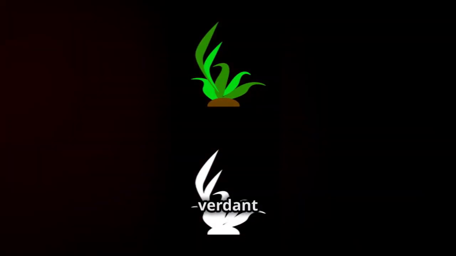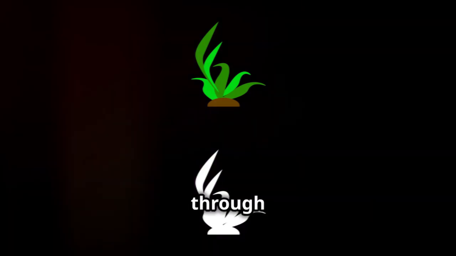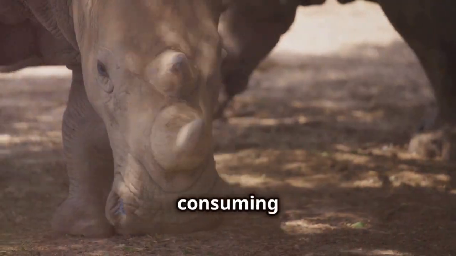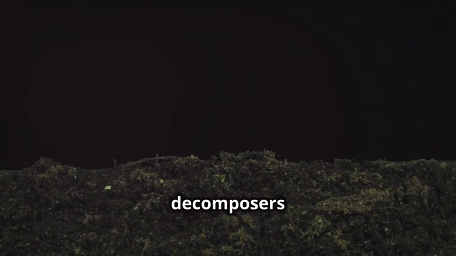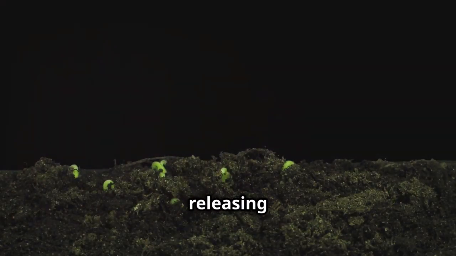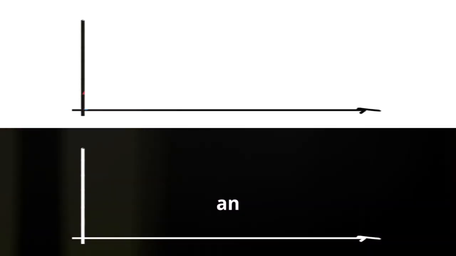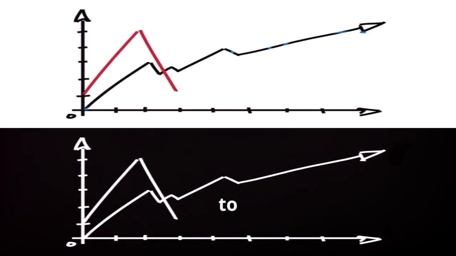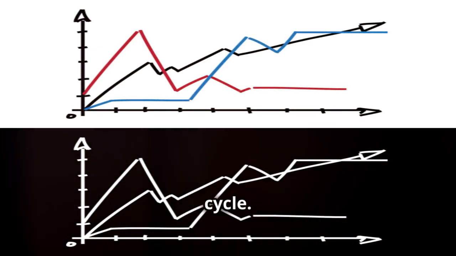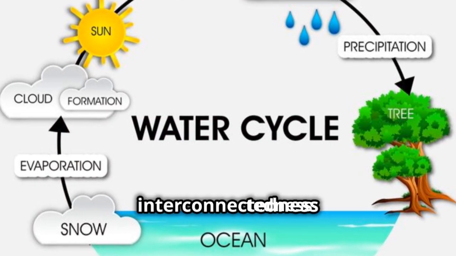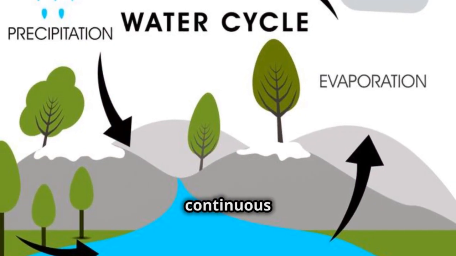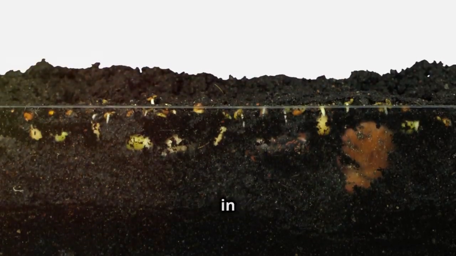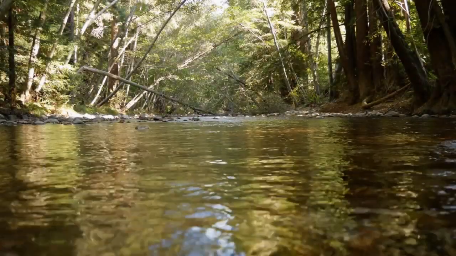Plants, represented by a verdant leaf, draw these nitrates up through their roots. Animals, symbolized by a grazing herbivore, obtain nitrogen by consuming these plants. Upon their death, decomposers break down their remains, releasing ammonia back into the soil. Finally, an arrow ascends from the soil, depicting denitrification, returning nitrogen gas back to the atmosphere, completing the cycle. This visual representation highlights the interconnectedness of the different stages and the continuous flow of nitrogen through the ecosystem. It emphasizes the importance of each step in maintaining a balanced and healthy environment.